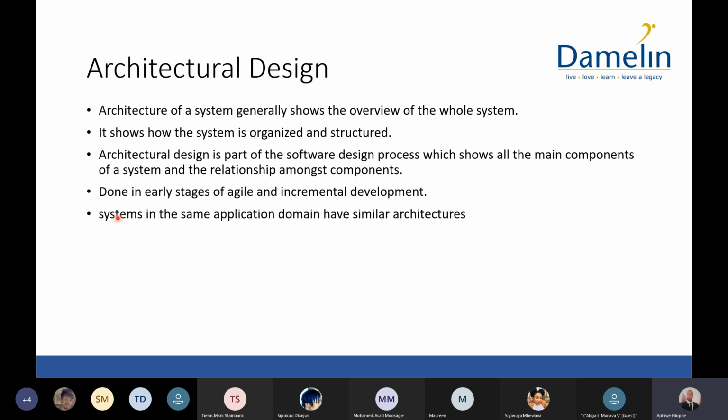So this architectural design is a bridge between requirements analysis, or requirements engineering, and the actual system design phase of the SDLC.